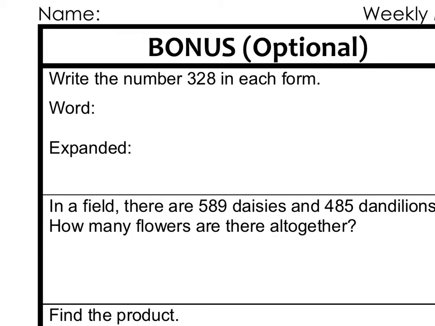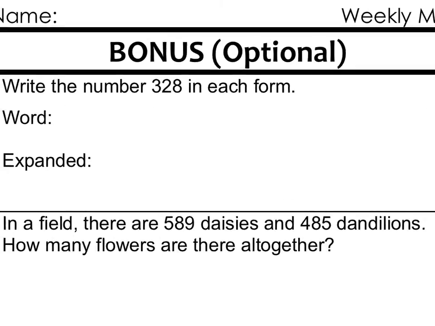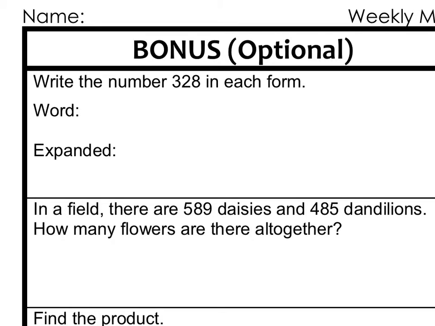Okay, this is the homework check for optional bonus Wednesday for the level 3 group, quarter 4, week 5. Let's start with writing this number in word form and expanded form.